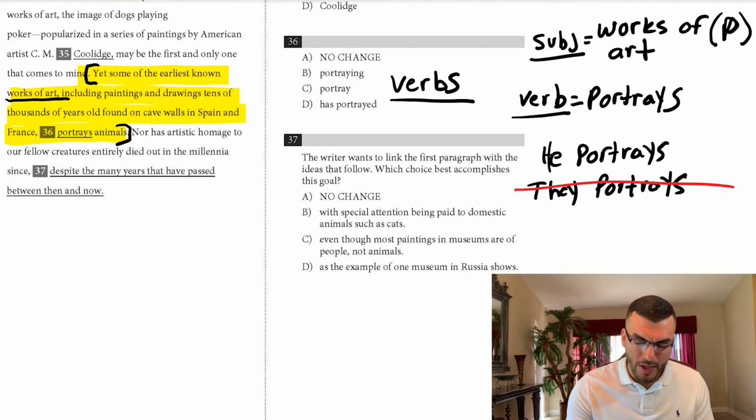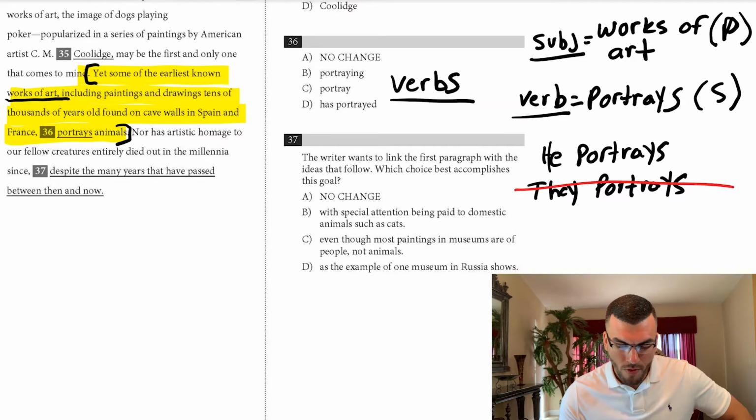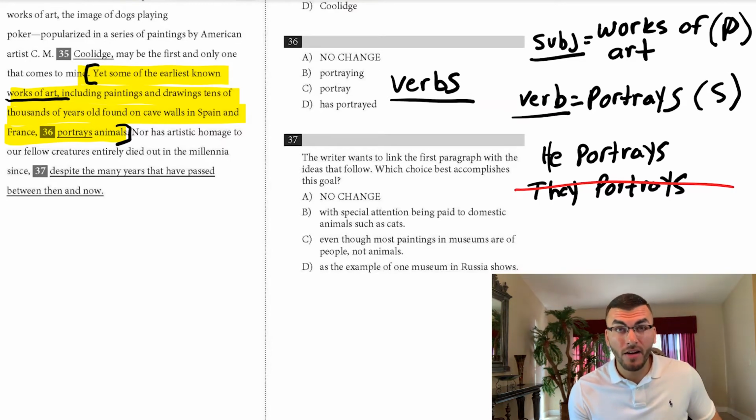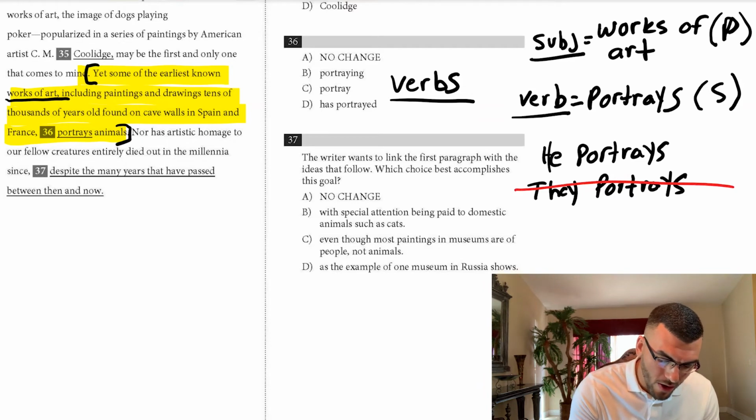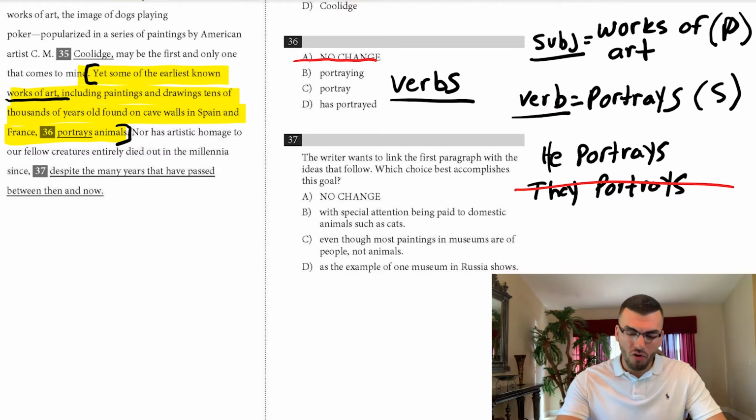So he portrays. Portrays is singular because he is singular. Do we have a grammar error here? Yes, they're not in agreement with each other. So I can automatically cross out choice A, portrays. So I'm left with the other ones. Is there anything else I can cross out?